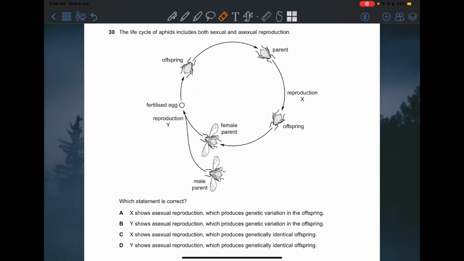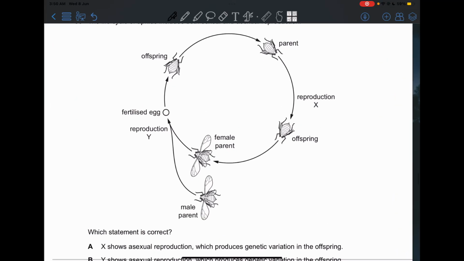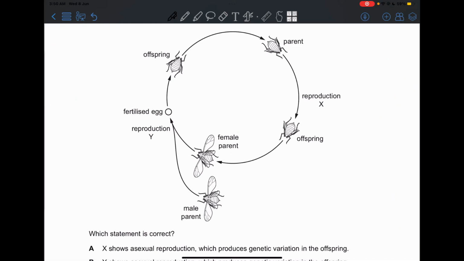Question number 30. The life cycle of aphids include both sexual and asexual reproduction. Which statement is correct? Now over here, we're going to first identify if Y is asexual or sexual reproduction, and the same for reproduction X. Now let's start with reproduction X. Over here, it shows that it comes from one parent, so that means it is asexual because in asexual reproduction it doesn't require gametes and it only can occur by one parent. So that's because the asexual reproduction depends on mitosis and not meiosis. So over here, this is going to be asexual.